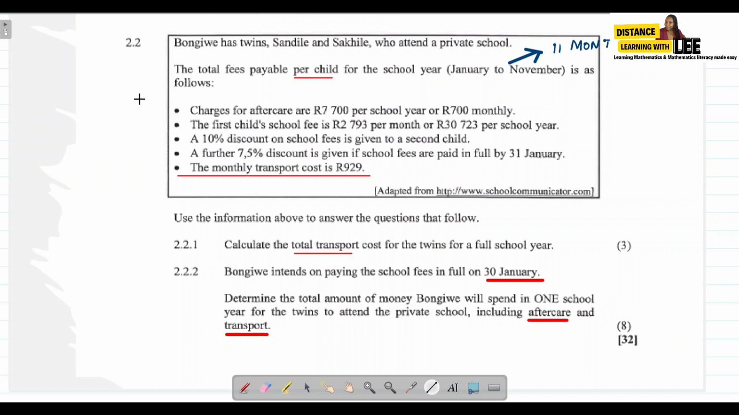So we need to use this information that is given to us to calculate how much Ms. Bongiwe Dlamini is going to pay for Usandile and how much she's going to pay for Usakile for one school year, right? So I'm going to separate the payments. I'm going to calculate how much she pays for the first twin, how much she then pays for the second twin, and then I'm going to add up the total costs so that we get how much she pays in total, right?